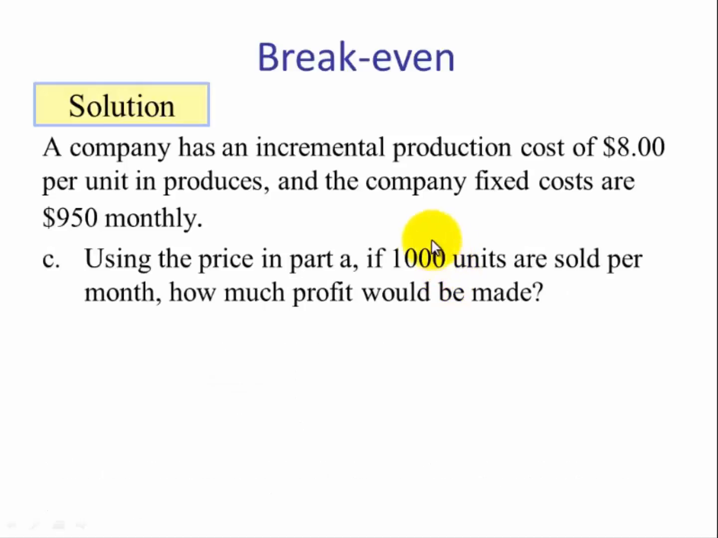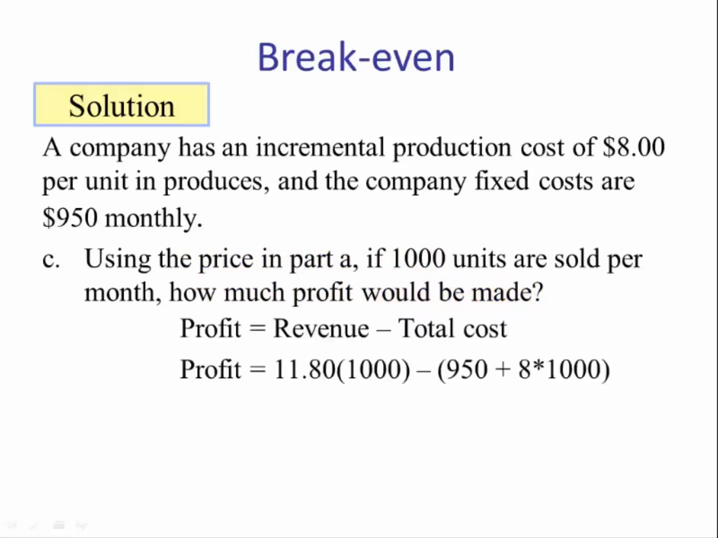C. We know that 1,000 units are sold. We're using the retail price from part A. How much profit would be made? So again, we use our profit formula. This is our variable. We're using the retail price from part A. We know that N is 1,000.